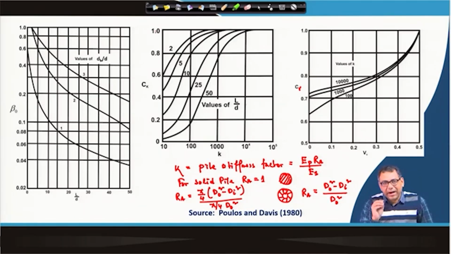So, that means if the pile is incompressible or very stiff, it will not compress, then the correction factor is 1. And if the soil Poisson ratio is 0.5 and the pile is very stiff, then beta will be equal to beta 0. Otherwise, we have to apply this correction. Similarly, for the Poisson ratio also, you can see for 0.5 it is 1, otherwise we have to apply these corrections. Okay, so this is for different k value, and I have discussed how to calculate the k value.